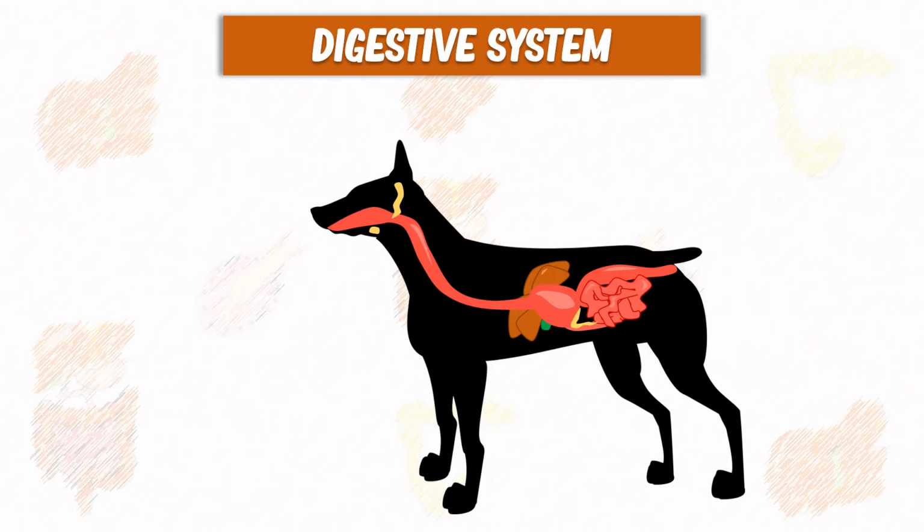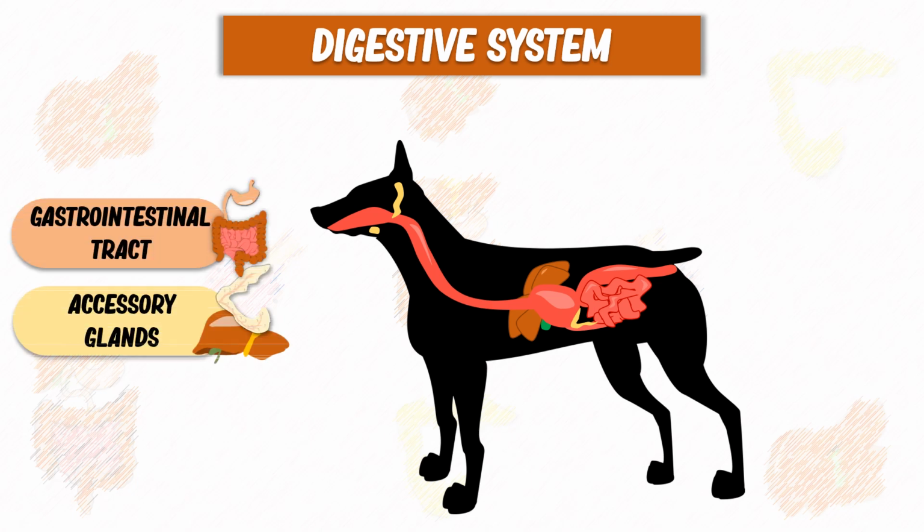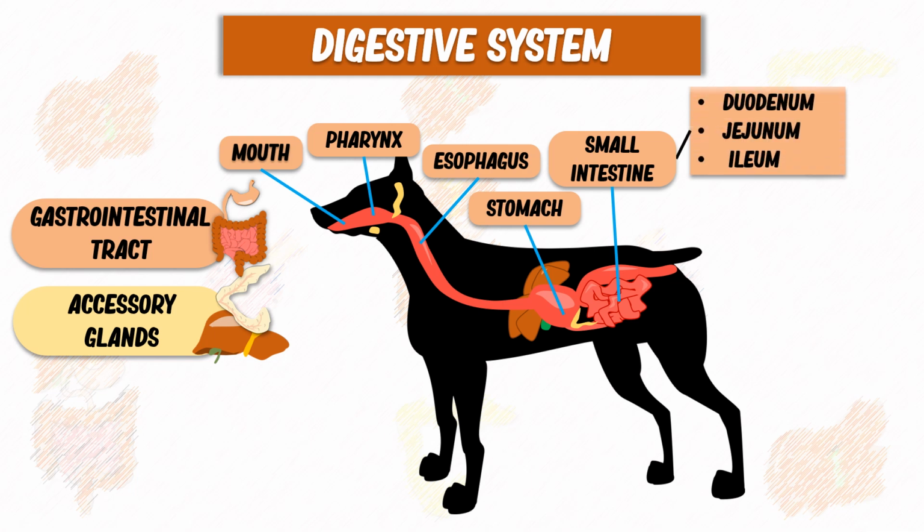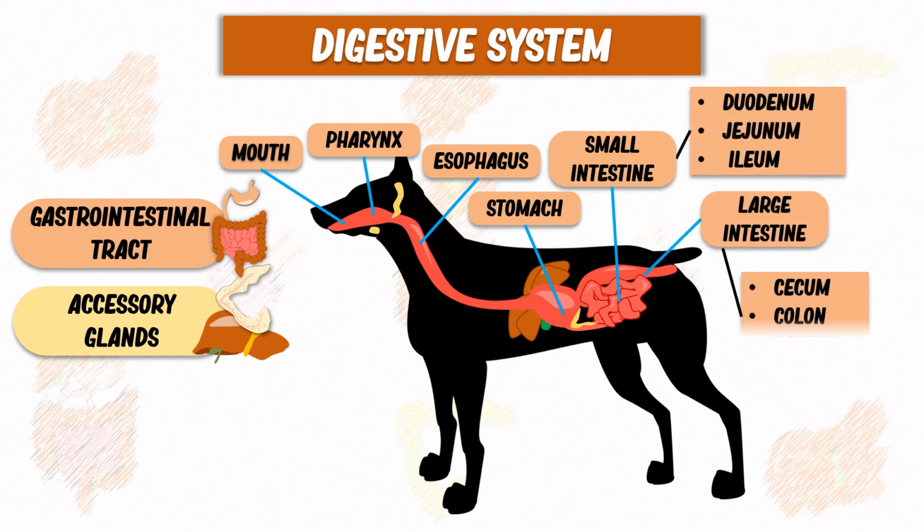The digestive system is composed of two parts, the gastrointestinal tract and accessory glands. The gastrointestinal tract is a tubular structure consisting of the mouth, pharynx, esophagus, stomach. The stomach is subdivided into the cardia, fundus, body, and pylorus. The small intestine, which is subdivided into the duodenum, jejunum, and ileum, and the large intestine, divided into the cecum, colon, rectum, and finally the anus. The accessory glands include the salivary glands, liver, and pancreas.